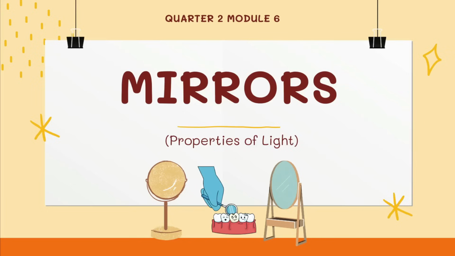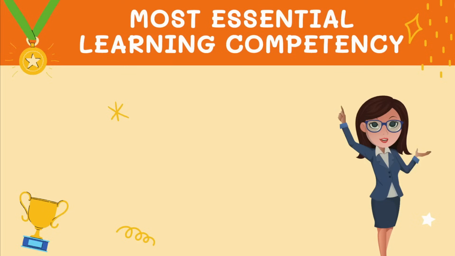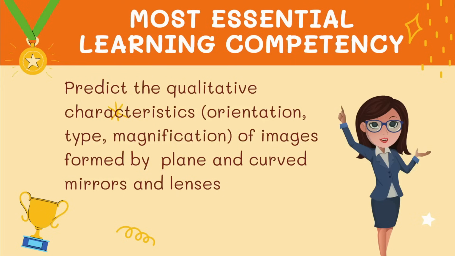And for today, we will be discussing Quarter 2, Module 6, which is all about mirrors. Our most essential learning competency for this discussion would be to predict the characteristics. When we say characteristics, we are referring to orientation, the type, and the magnification of images formed by plane and curved mirrors and lenses. So that is covered by S10 FE 2G-50.